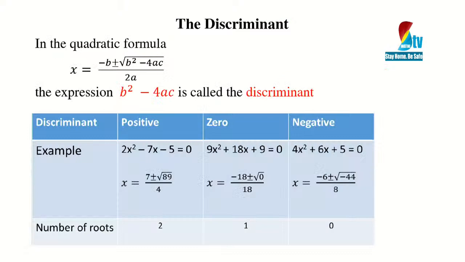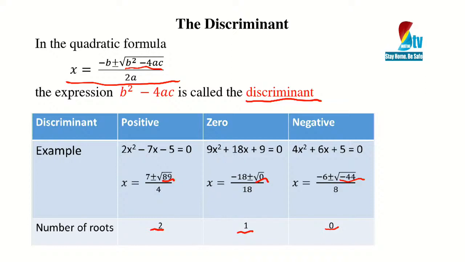So in summary, in the quadratic formula, the expression b squared minus 4ac is called the discriminant. This tells us about the nature of our solutions. If the discriminant is positive, then we are going to get 2 roots. If the discriminant is 0, then we are going to get 1 repeated root. And if the discriminant is negative, we'll get 0 solutions. So we won't have solutions.